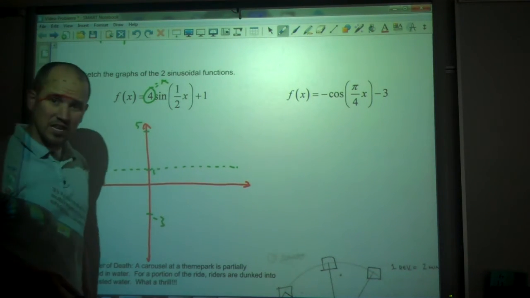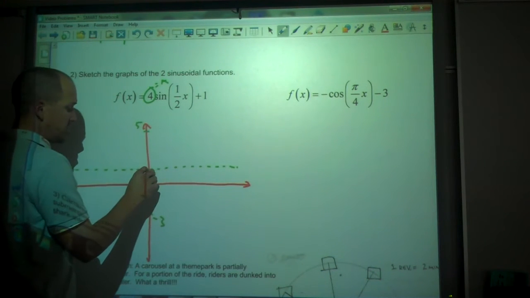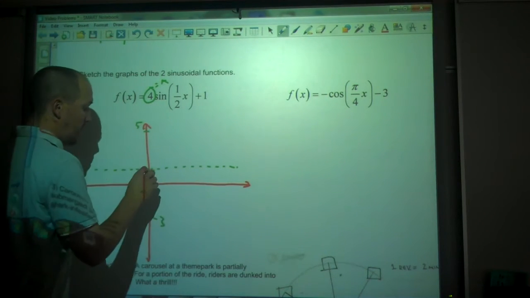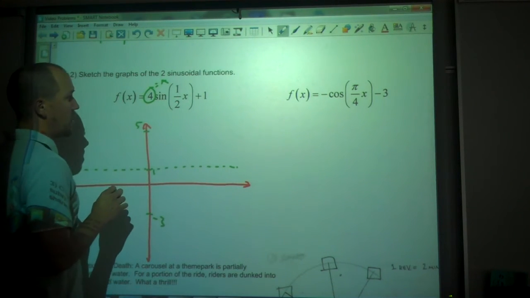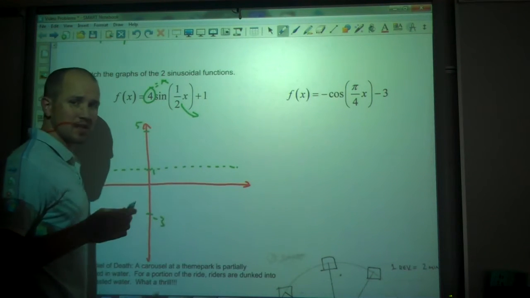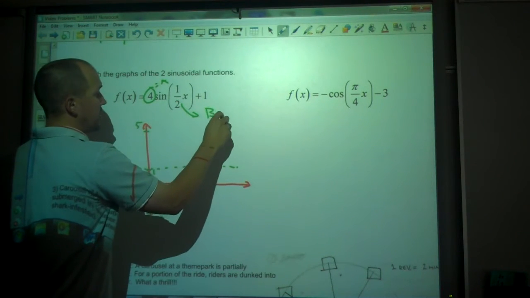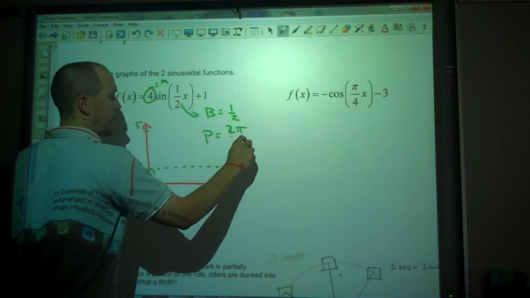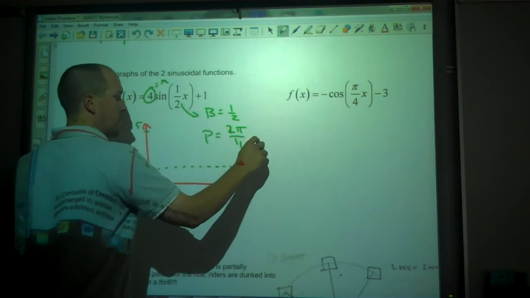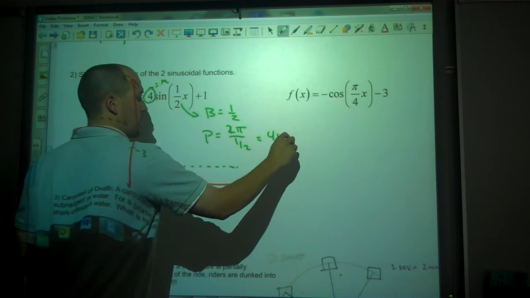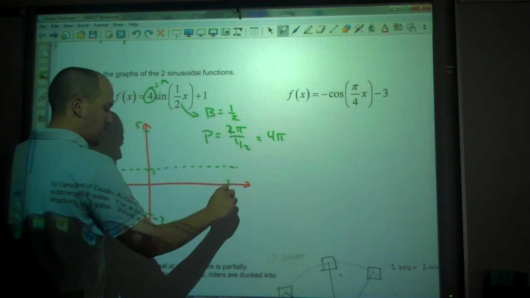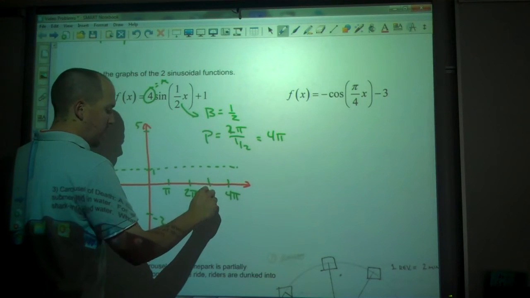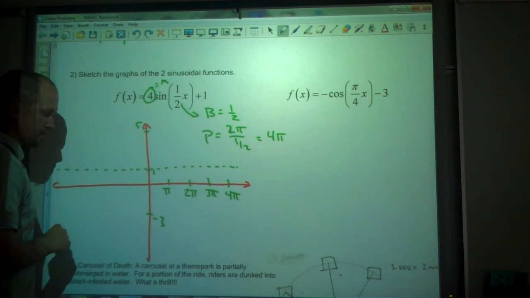Okay, so if we're just sketching it, here's the best way to do this. Just draw in your curve. It's a sine curve, so it's going to start at its middle. Actually, no. Let's figure out the period. So b is 1/2. The period is 2 pi over 1/2. And so the period is 4 pi. So out here is going to be 4 pi. Here is going to be 2 pi, 1 pi, and 3 pi.